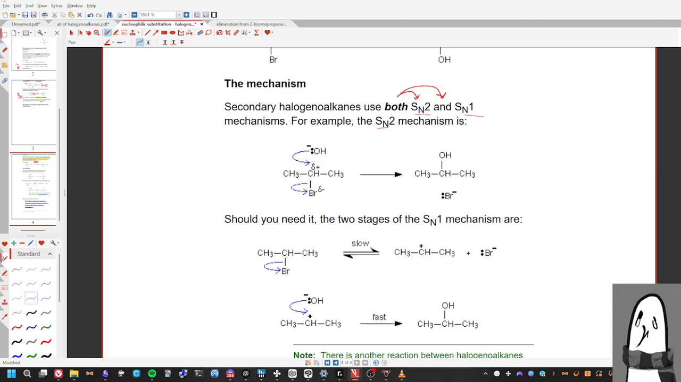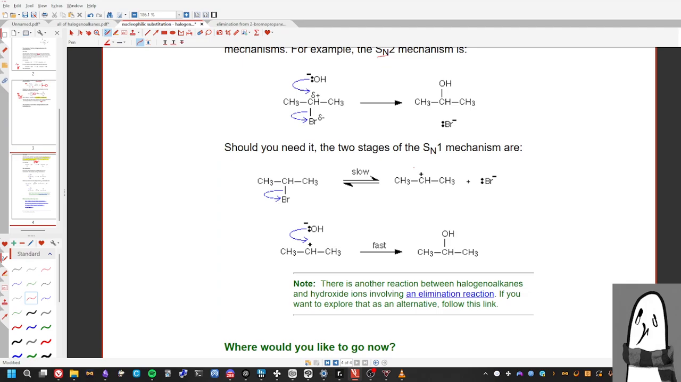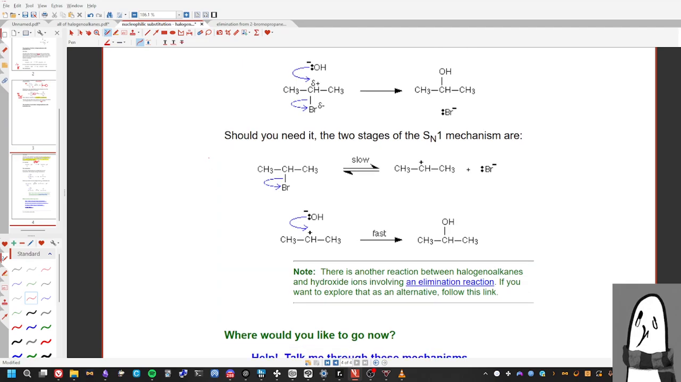You have two species here, so you have your Br going away and your OH coming in, and you get the products. And over here, should you need it, the SN1 would have two stages where the Br goes away. So you can imagine that in primary, it's so strong that you only need SN2, where they both happen at the same time. Tertiary is so weak that you go only SN1. But secondary is kind of in the middle, so you go SN1 or SN2, depending on what you need.